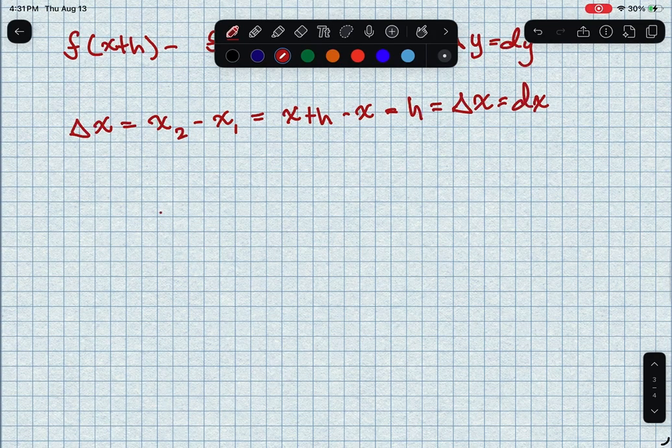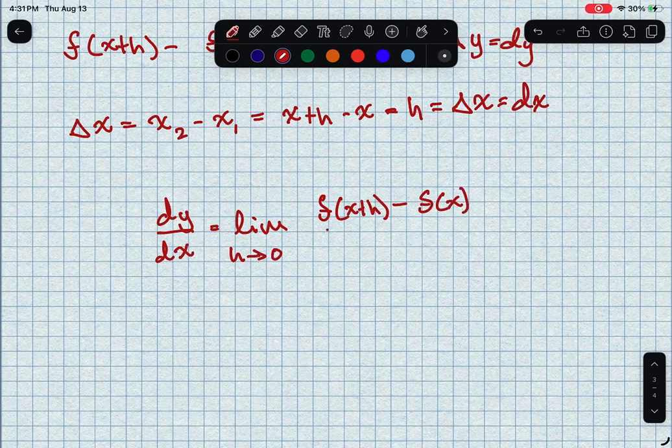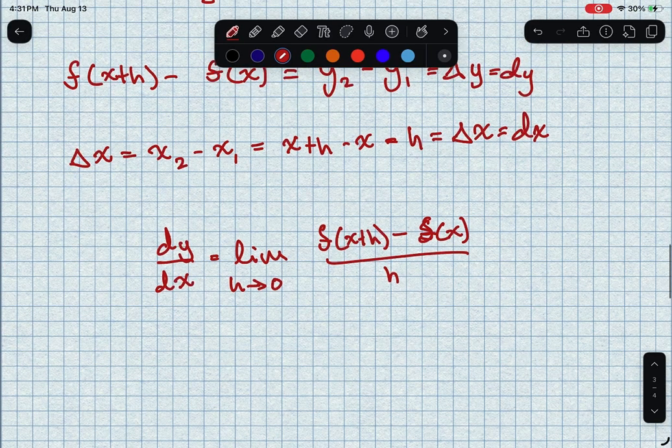And thus we are left with an intuitive definition. dy dx, or the first derivative of y with respect to x, is equal to the limit as h approaches 0 of f of x plus h minus f of x over h. And that's it. That's all the limit definition of a derivative is.